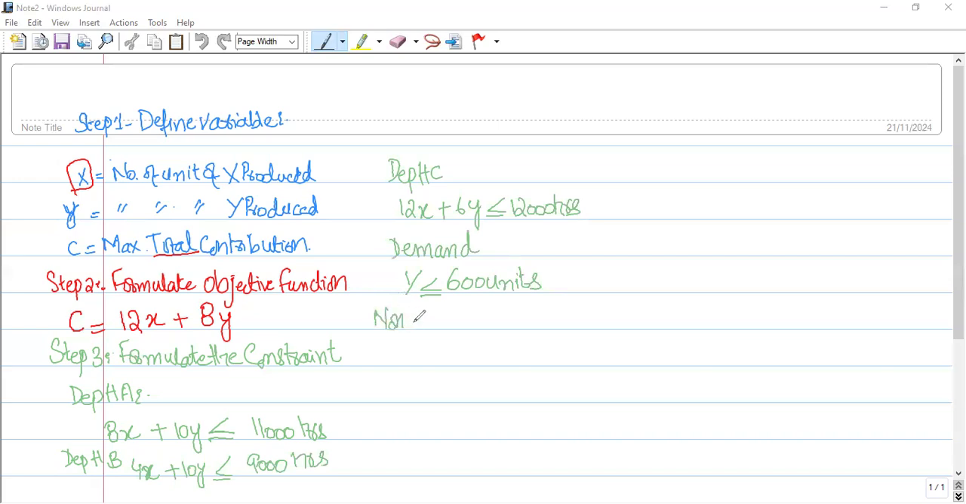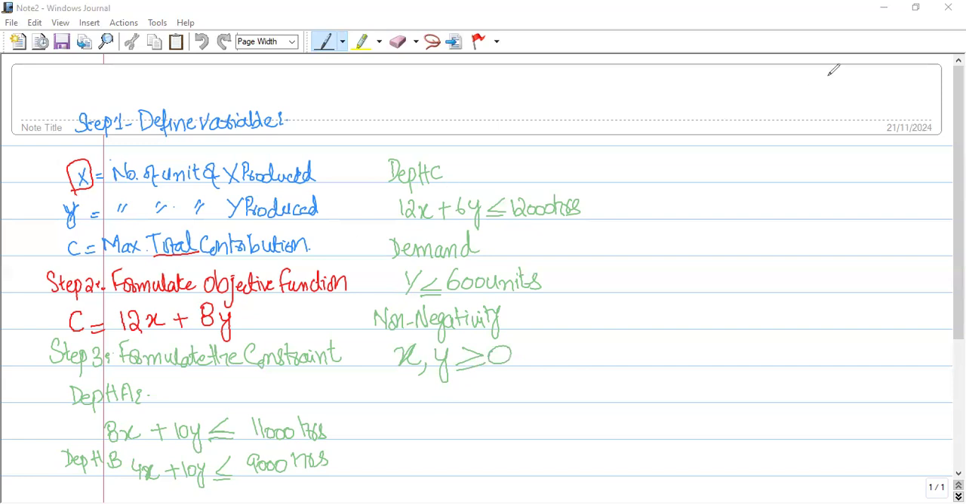And the most important thing in linear programming is the non-negativity constraints. We have to take this assumption and must mention it: x, the units of product X, and y are greater than or equal to 0. Production can never be negative. It cannot be -1, -2, -3. So we assume our production may be 0 or more than 0: 1, 2, 3, 4, 5, 6, 7 onward units. So this is how we will formulate our constraints. Any question relating to the constraint formulation? Clear?